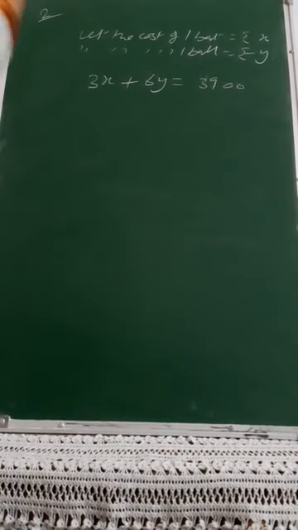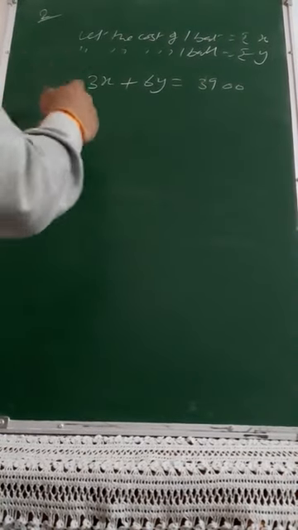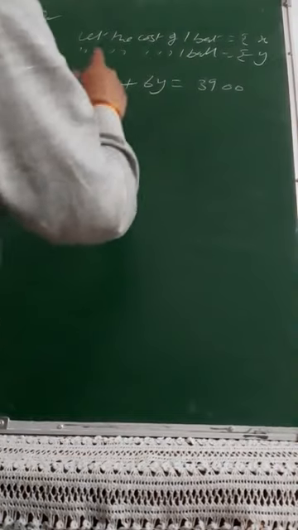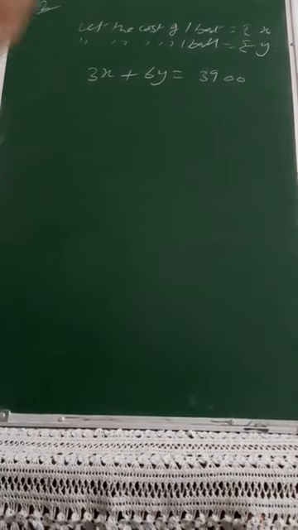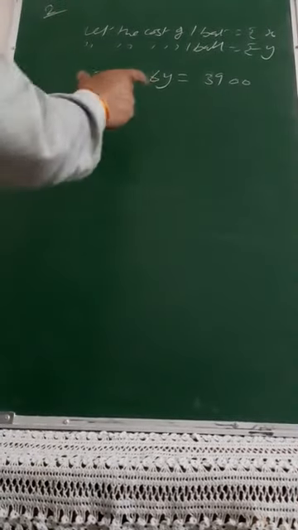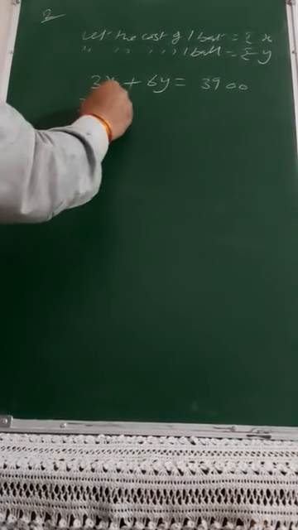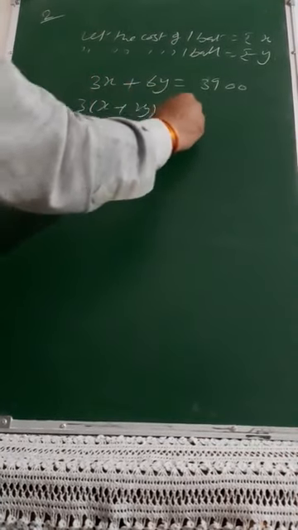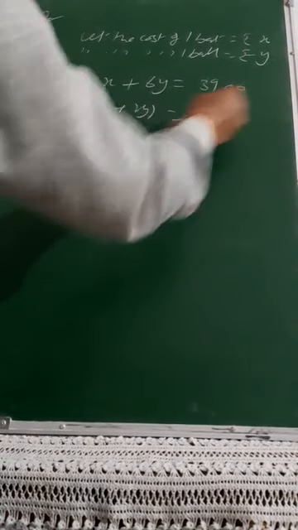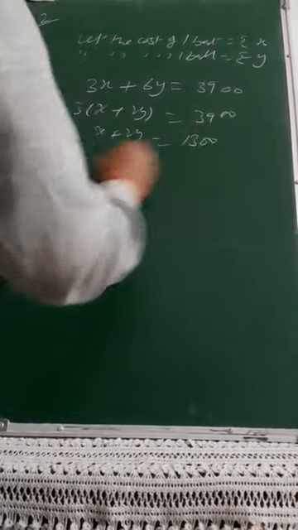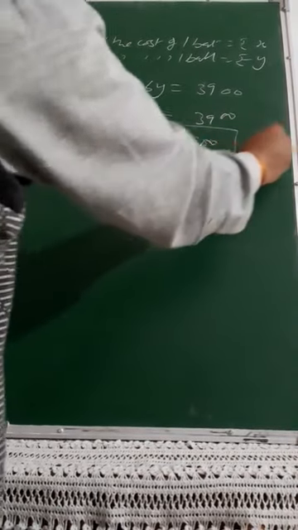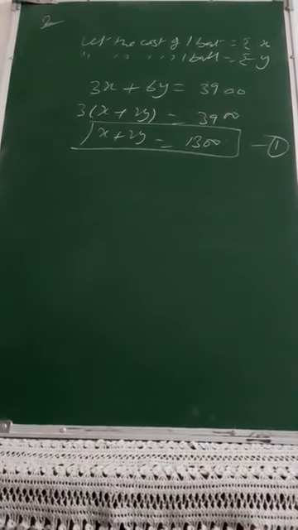3,900. And you remember what I told you when I started the topic: keep a watch on whether your equation is in the form ax plus by equals c. Yes, it is there. But the first one I can reduce. Take 3 common, then it is x plus 2y equals 1300. That is my equation number 1. That is the purpose of my explanation to you.